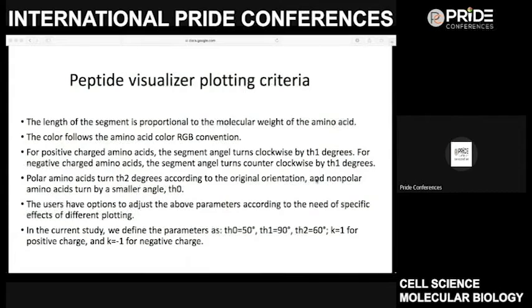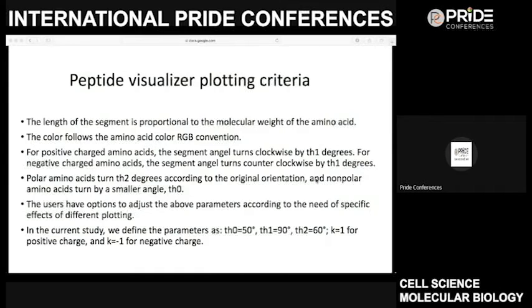So here are the peptide visualizer plotting criteria. The length of the segment is proportional to the molecular weight of the amino acid. If it's heavier, then the segment is going to be longer. And then the color follows the amino acid color RGB convention.